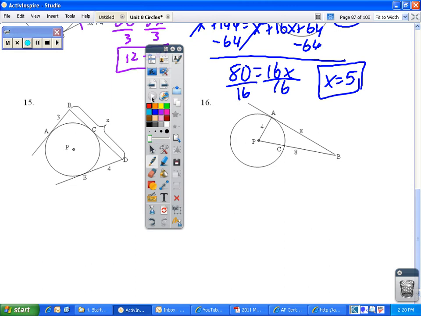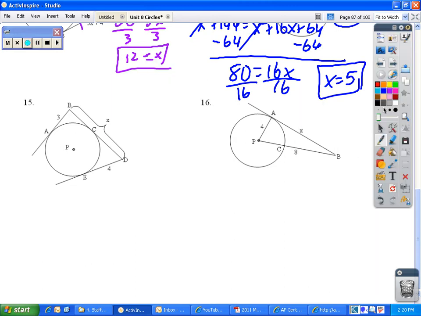All right, next one. We want to find the length of x, and we said that from a point to a circle, tangents are equal, so these are both 3. And if this is 4, this is 4. So x is the whole side, which is 7.